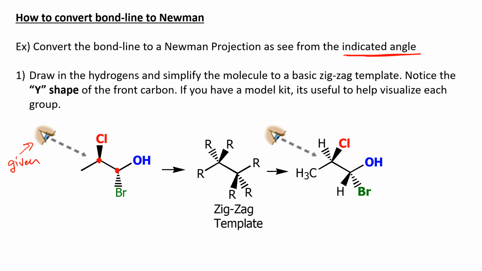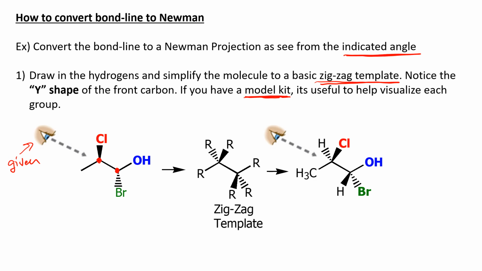Now, the first step is we want to draw in the hydrogens and simplify the molecule to a basic zigzag template. Now, this isn't necessarily in the book, but I find this extremely useful. It will simplify every single problem to have an identical process. So we want to make our zigzag template, and then we want to look for that Y shape or the upside down Y shape. That's going to help us to get our Newman started. And I highly recommend that if you're having trouble seeing this, use the model kits that are available in the bookstore to build these models, and then you can rotate them around and actually see for yourself.